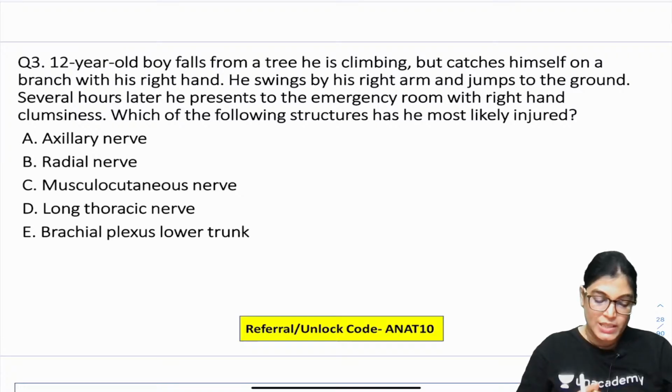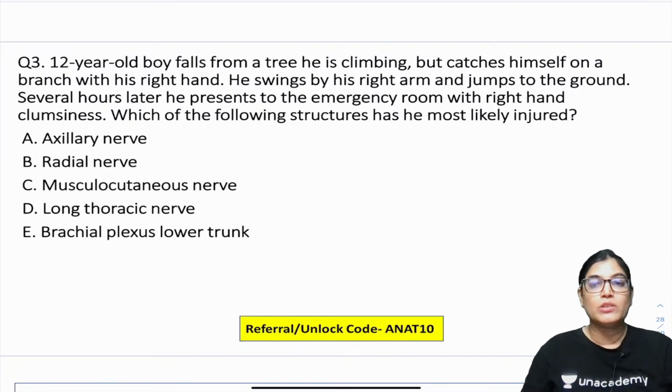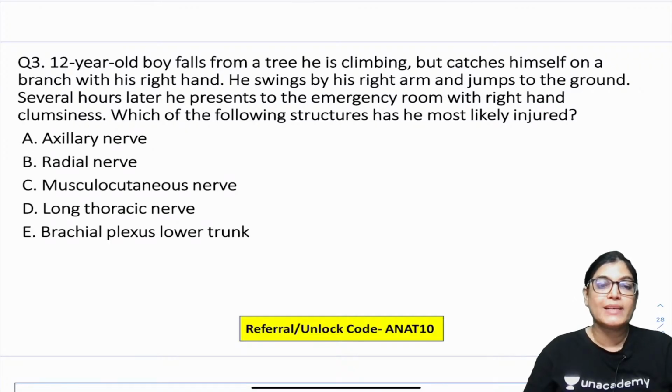Yes, overhead abduction is also done by serratus anterior muscle. Yes Shri, you are absolutely right. So moving on to question number 3, mark the correct answer. Which of the following options is correct? Axillary, radial, musculocutaneous, long thoracic, or brachial plexus lower trunk?